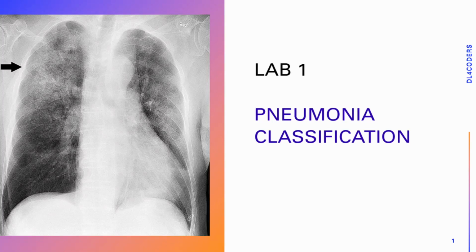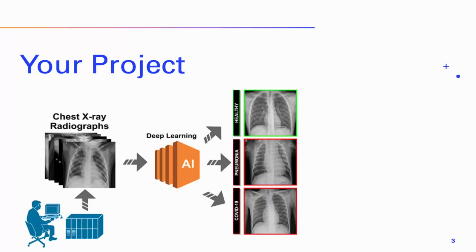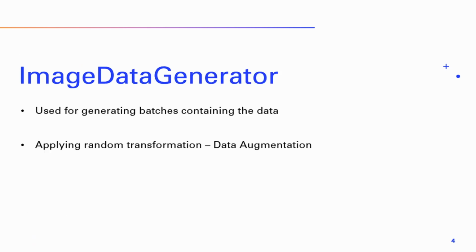So in this lab, we are actually going to apply what we learned in the first lecture to build our own pneumonia classification model. The challenge here is to build an algorithm that automatically identifies whether a patient is suffering from pneumonia or not by looking at chest x-ray images. And this is essentially a binary classification task. But by the end of this lab, you should be able to extend the model to include other classes as well, like COVID-19.